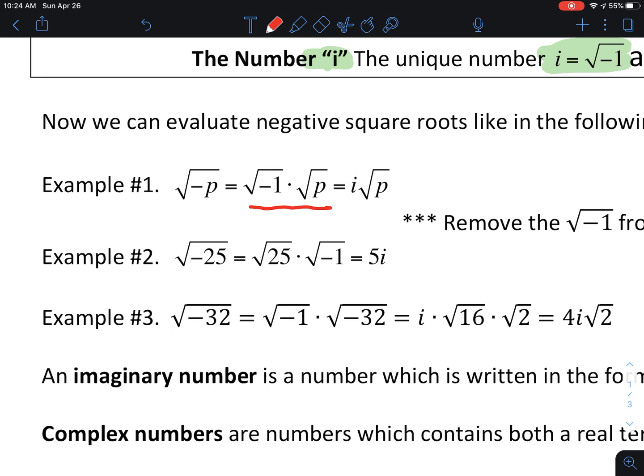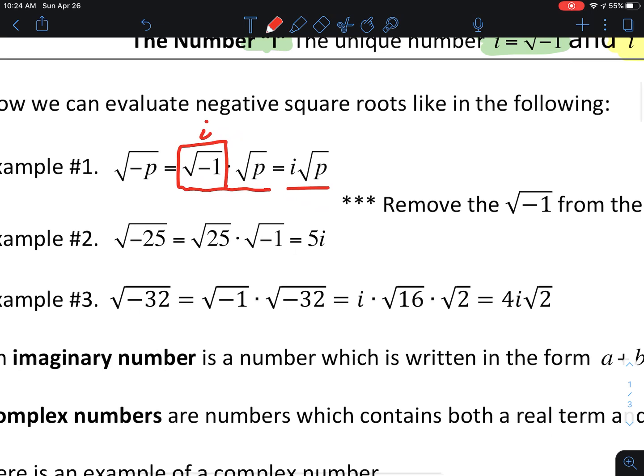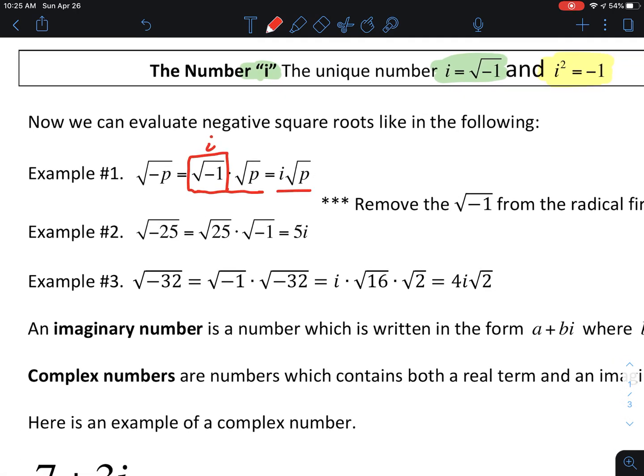Now the first part, the square root of negative 1, this is i. And the square root of p, since p is a variable, you can't really simplify it, it remains the square root of p. So how do we write i times the square root of p? Well, we just put the i in front of the square root and we call it i square root of p, okay? Now, notice the first thing I did always was I pulled out the square root of negative 1. That's going to get our i out from underneath our radical.